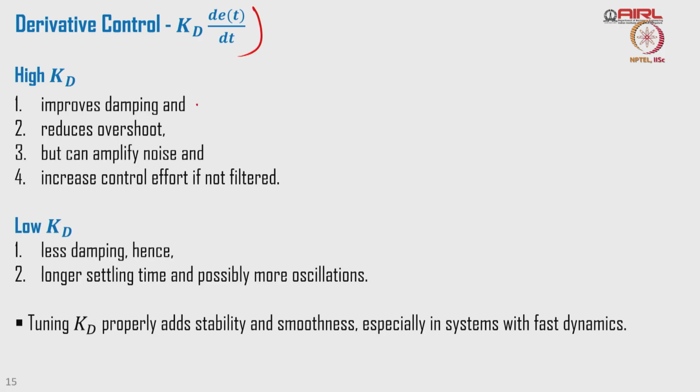High Kd improves damping. So, from lightly damped systems, increasing the derivative gain takes it to a sufficiently damped system by improving damping, reduces overshoot, but can amplify noise. So, that is a problem, and it can also increase control effort if not filtered. Low Kd, again the damping will get less, then the oscillatory response will increase in the system, and that will lead to longer settling time and more oscillations. Okay. So, tuning for Kd is also required.